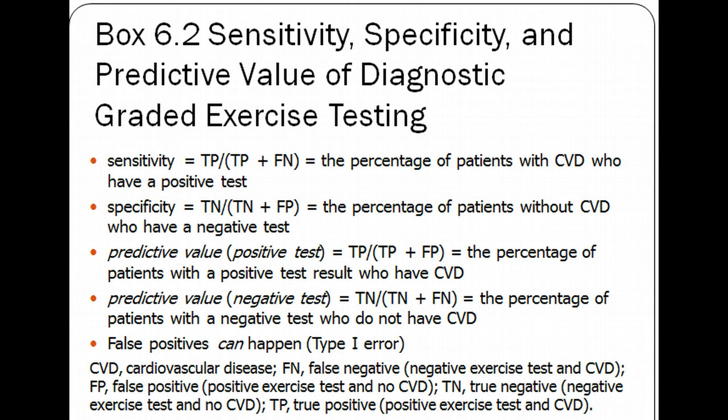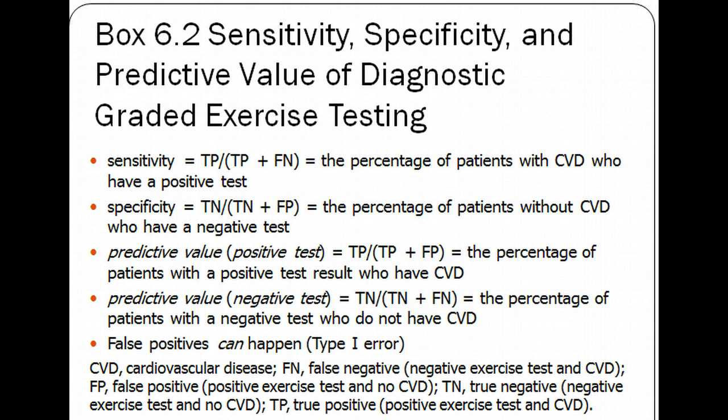Again, sensitivity. So the true positive test, so those are people who actually have heart disease and had a positive test, divided by the true positive plus the false negative. So the percentage of people with heart disease who had a positive test. So they did initial screening with the GXT, and it turns out, yes, they do have heart disease. Specificity, the people without heart disease who have a negative test. And then how can we get the predictive value of positive and negative tests?